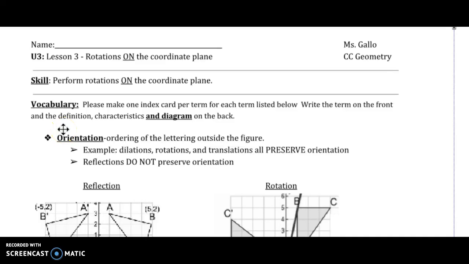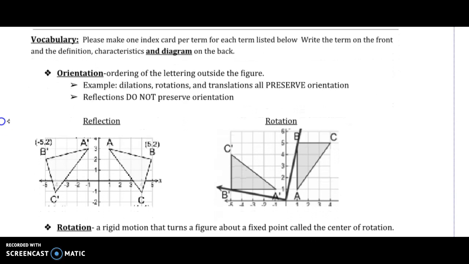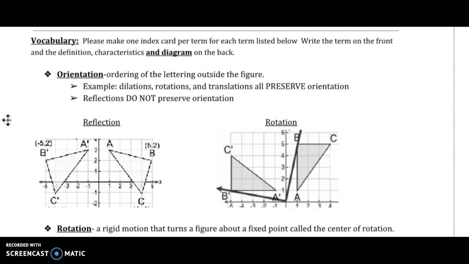This is Unit 3, Lesson 3, so we'll be doing rotations on the coordinate plane, again a review from 8th grade. So this video will cover the vocabulary cards that you need to create with an explanation. Again, for each term below, please create a vocabulary card with the definition, examples, and a diagram. If you can put one on there, that would be great, because when you look back at these, a diagram might be more helpful than all the words that are written on it.